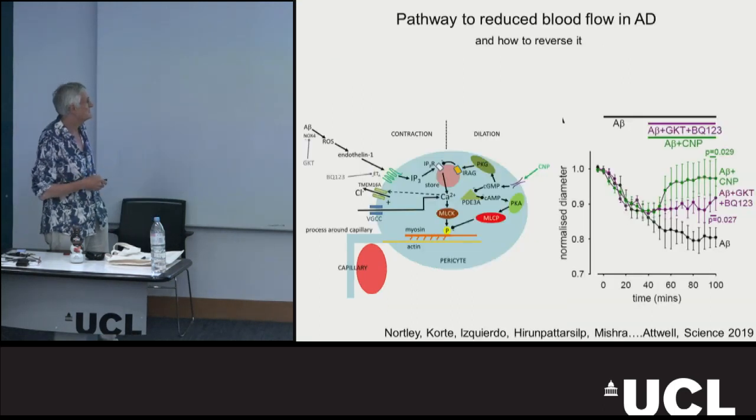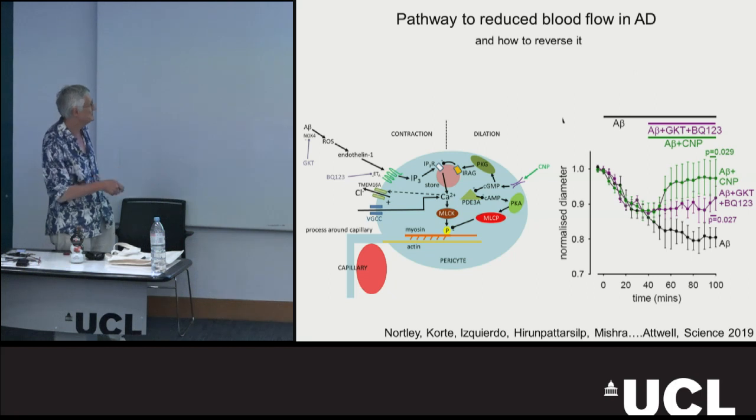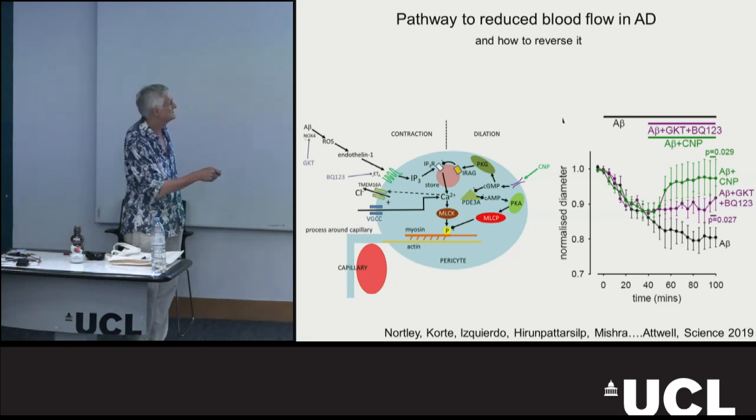So we wanted to try both of these. This is what I've just shown you. We activate a constriction with A beta.